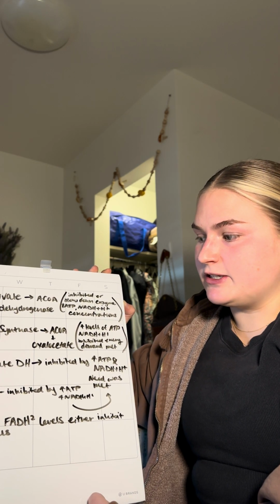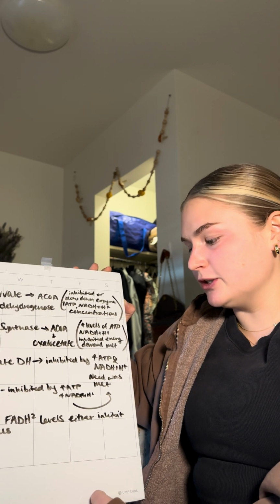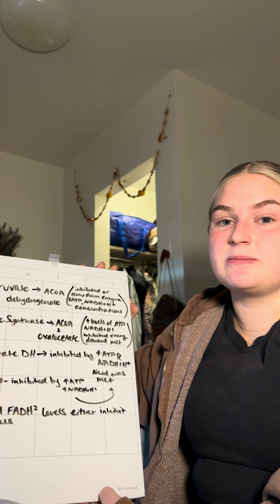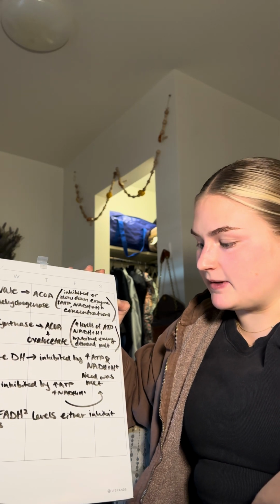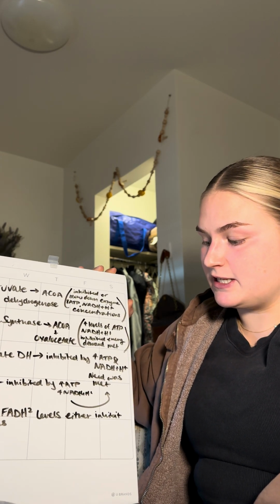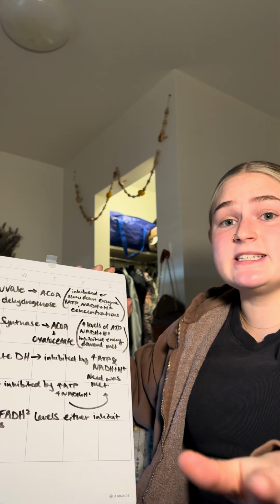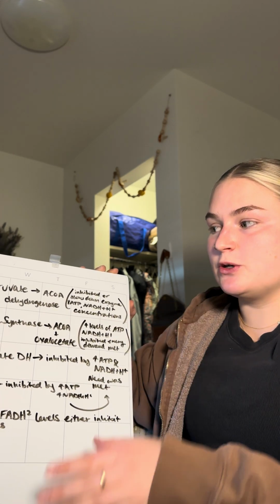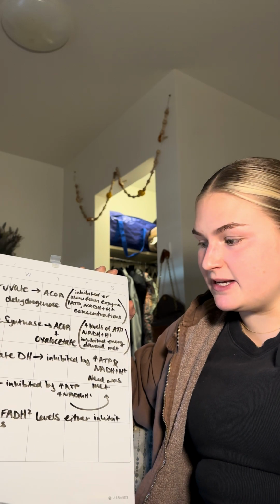And then isocitrate dehydrogenase is also inhibited by the increase of ATP and NADH plus H plus, because the needs have been met. And then also alpha-ketoglutarate dehydrogenase is inhibited by the increase of ATP and NADH plus H plus, because the needs of ATP have been met. And the goals for the primer step, Krebs cycle, and ETC are all to make ATP.